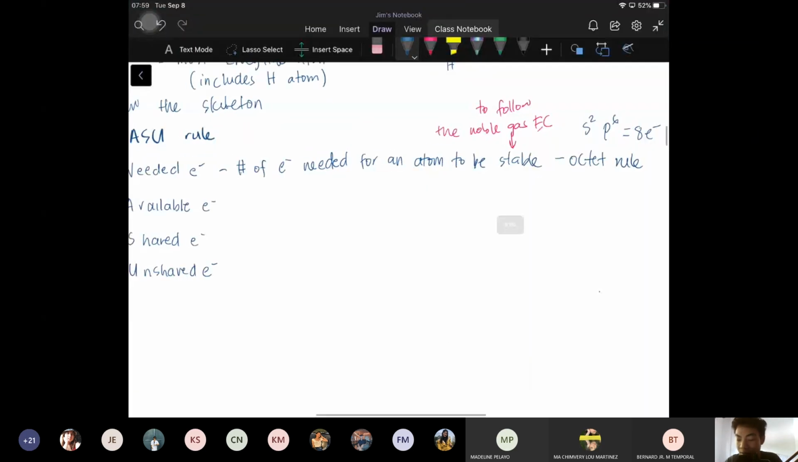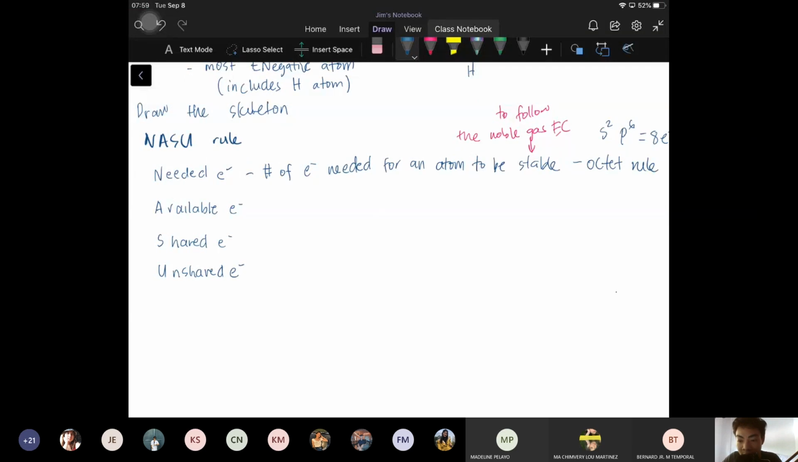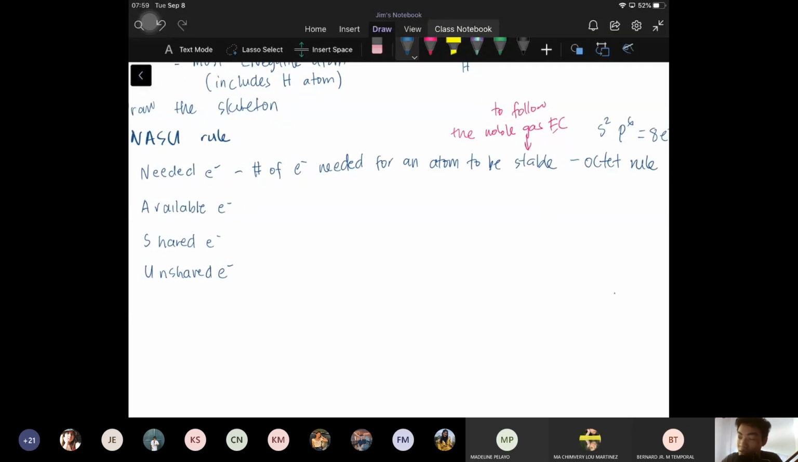So yun yung idea with the needed electrons. Needed electrons, that is the number of electrons needed for an atom to be stable, aka the octet rule. But not all follow the octet rule, di ba? For example, hydrogen. Ilan yung kailangan ni hydrogen? 2. Bakit 2? Because it only contains the s orbital and for you to completely fill the s orbital, 2 electrons ang need. Okay, so that's the end sa Naso.